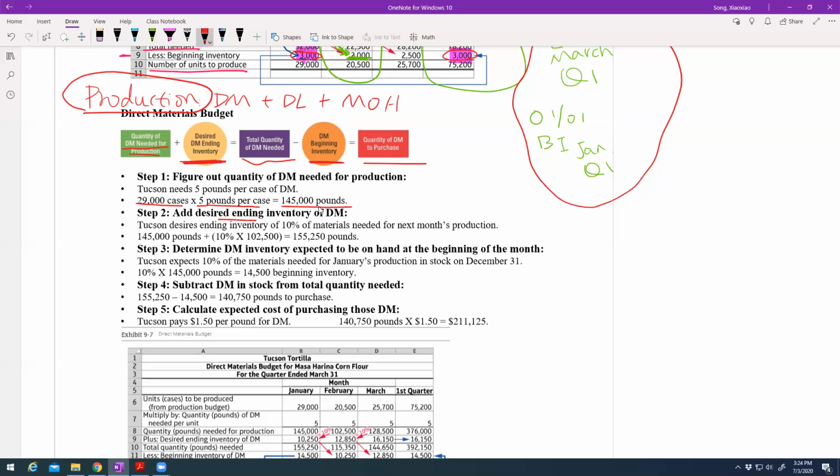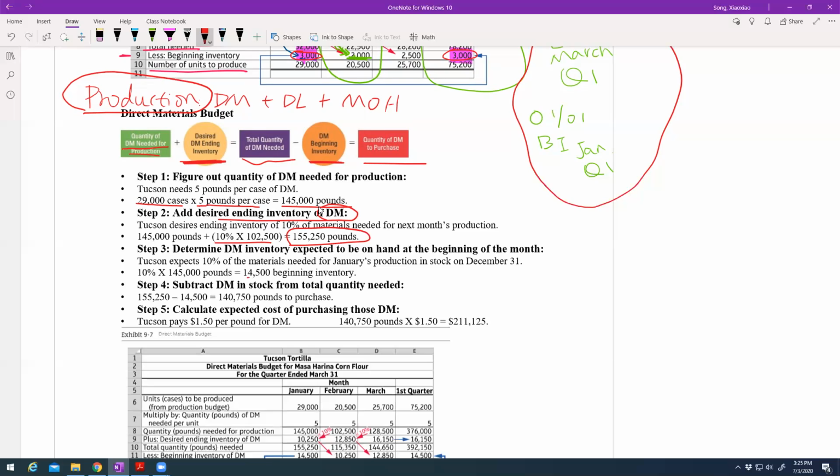Adding your desired ending inventory of your direct material. So you use your next month's production to get your ending inventory for your direct material. You found out you need to have this as your ending material. So in total you need 155,250 pounds. That's the total direct material you need.